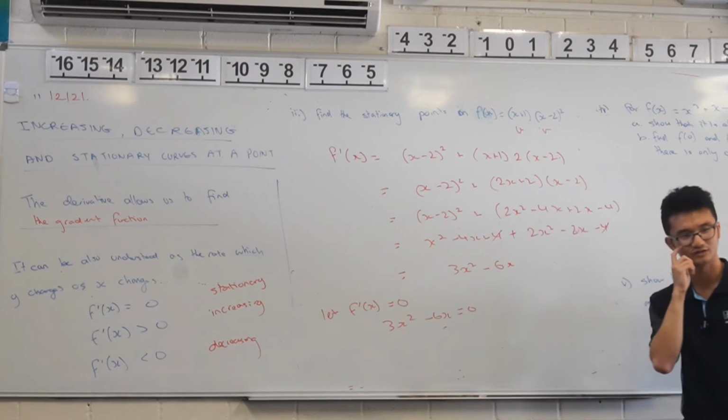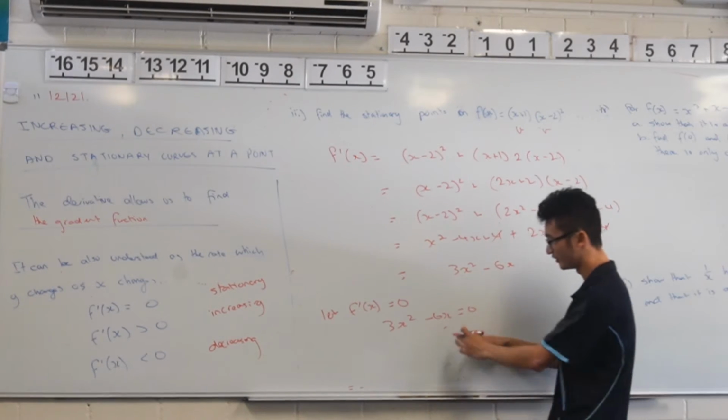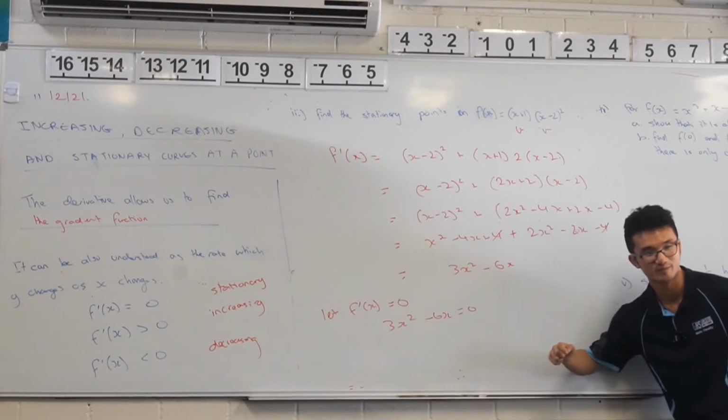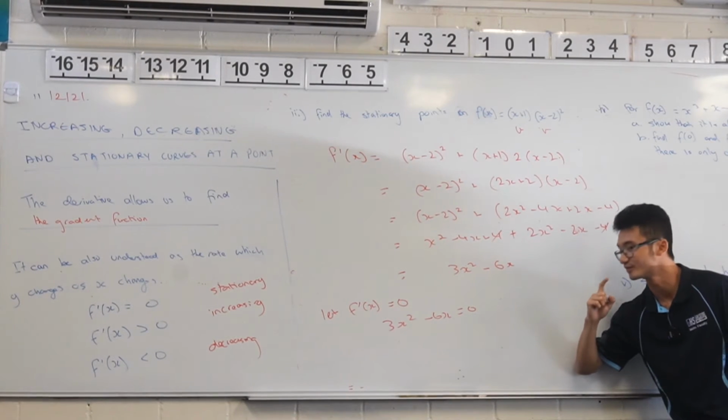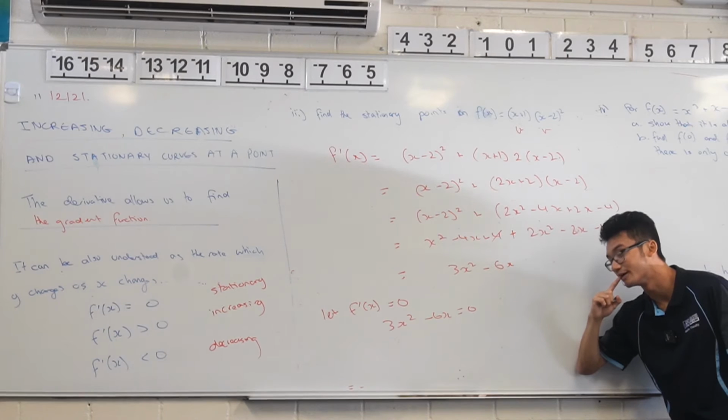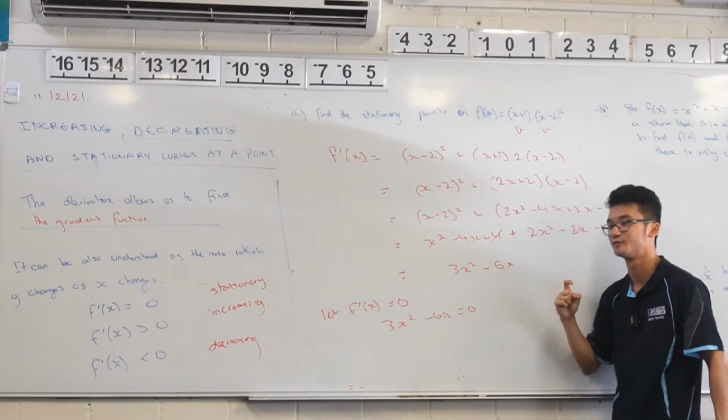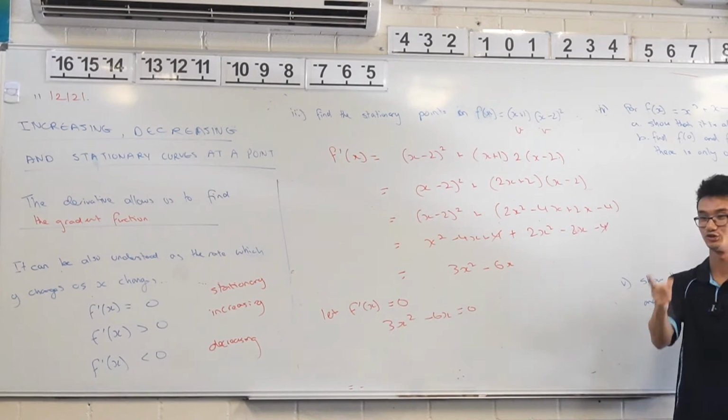What do I do next? Factorize, good. Why don't I divide by x? Because that's assuming that x is not 0. If you were to divide by x, then you would be making an assumption that x is not 0. Yes, that is true.